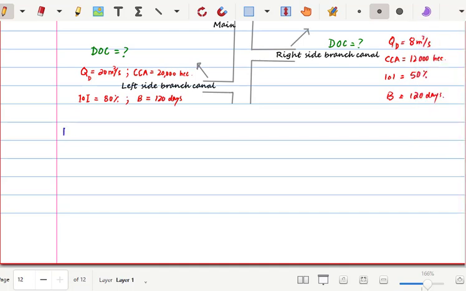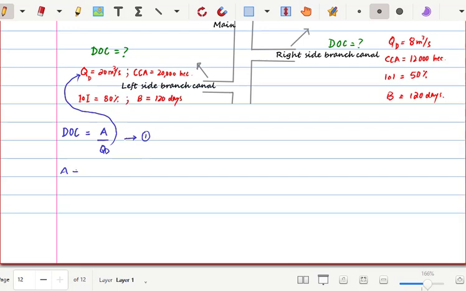If we are asked to find DOC, that means that we need area to be irrigated and Q design, then we can find out DOC, right? We already have Q design, right? Q design is given to us, but we don't have the value of area to be irrigated. So to find area to be irrigated, this is equation number 1.